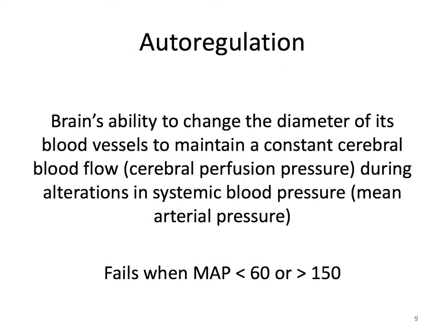Another concept to keep in mind is that of autoregulation. This is the brain's ability to change the diameter of its blood vessels to maintain a constant cerebral blood flow, or cerebral perfusion pressure, during alterations in systemic blood pressure, or mean arterial pressure. Autoregulation fails when the mean arterial pressure is less than 60 or greater than 150.